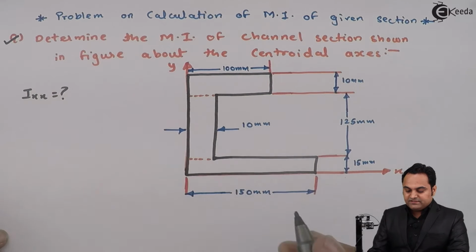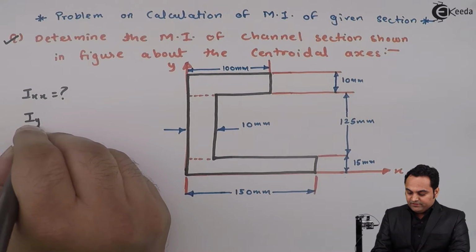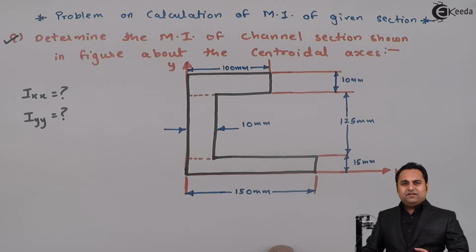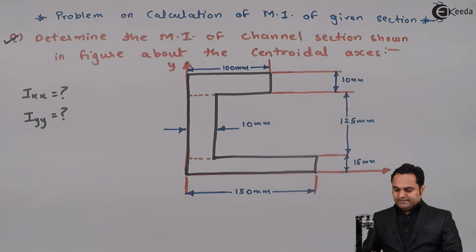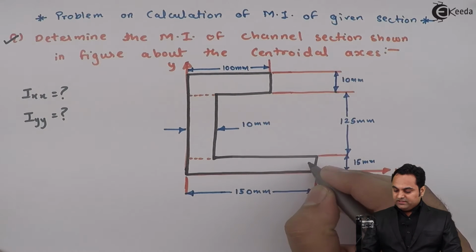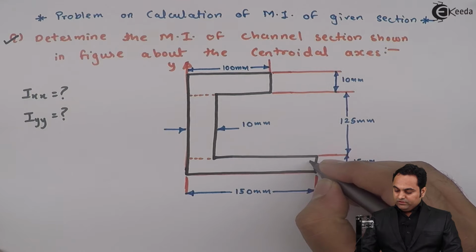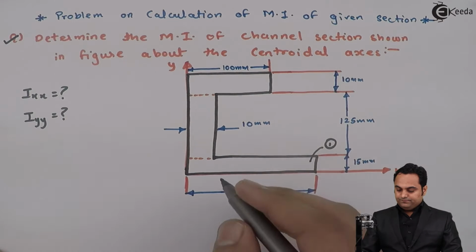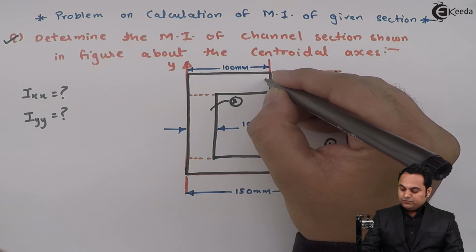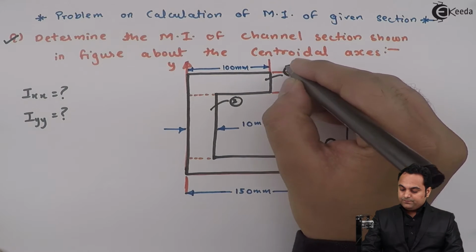It means here the question is we have to find out Ixx and Iyy. Now, how to calculate Ixx and Iyy? The first step is we should know where the centroidal axis is located. That is, we should know where is x-axis and y-axis. And for that purpose, I have divided this channel section into three rectangles. Like for example, this will be rectangle 1, then rectangle 2, and next this would be the rectangle number 3.